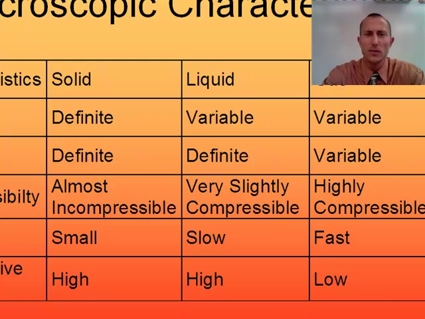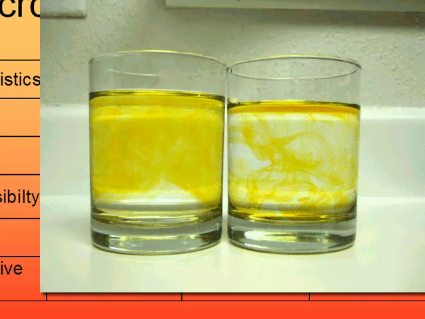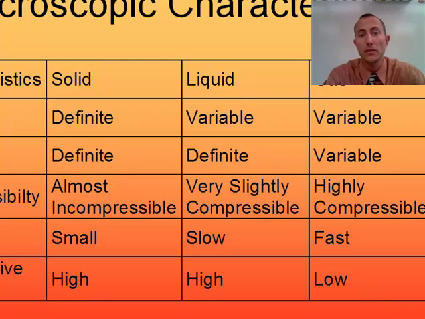Liquids are a little more compressible than solids, but still not very much so. Liquids do diffuse, and you can see that if you take food coloring and put a few drops into water, and you can see how it kind of spreads throughout the water. That's what we're talking about. We're talking about diffusion. And then it still has a pretty high density. As we go from solids to liquids, the density doesn't change much.